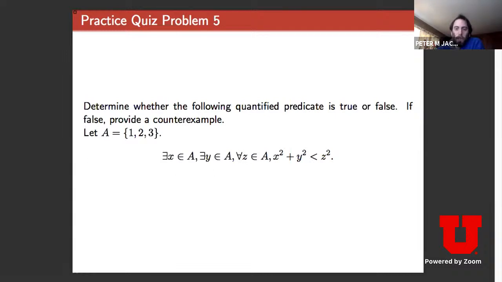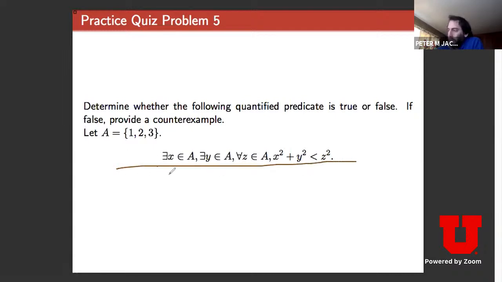We're first asked if this statement is true. Either we're asked, is it true? Or if it's not true, show it's false by providing a counterexample. So maybe we should try to figure out whether it's true first before we think about a counterexample, and maybe in trying to show it's true, that will help us find a counterexample.